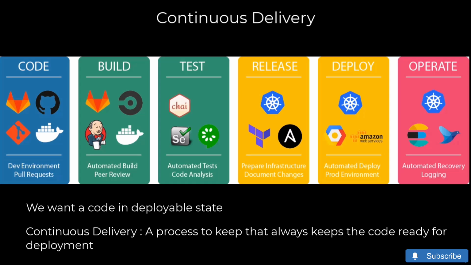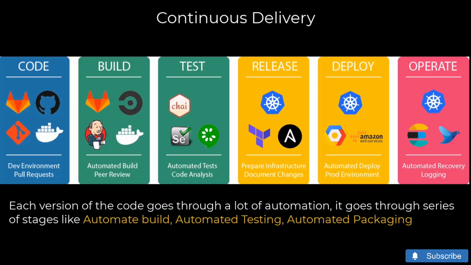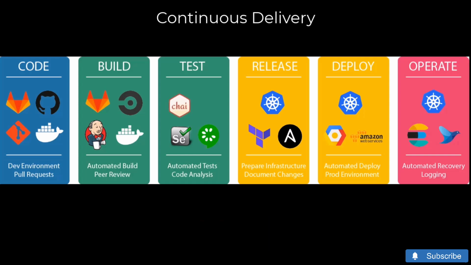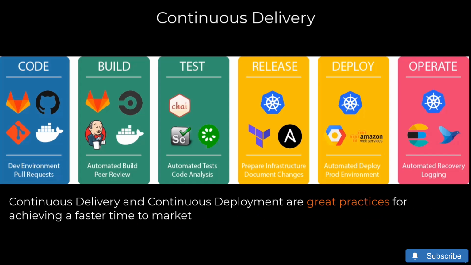So what does it look like when you do continuous delivery and continuous deployment? Well, each version of the code goes through a lot of automation. It will go through a series of stages such as an automated build, automated testing, perhaps automated packaging as well, and maybe some manual stages. And the result of this process is that a version of the code becomes an artifact or a package that is ready to be deployed in an automated way. And when the decision is made to deploy, the process of actually deploying that artifact is also automated. To summarize, continuous delivery and continuous deployment are great practices for achieving a faster time to market.